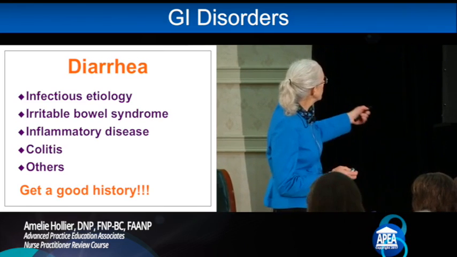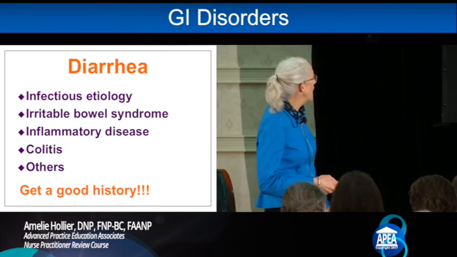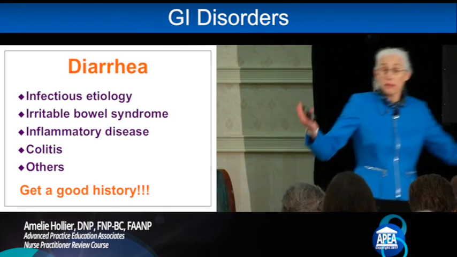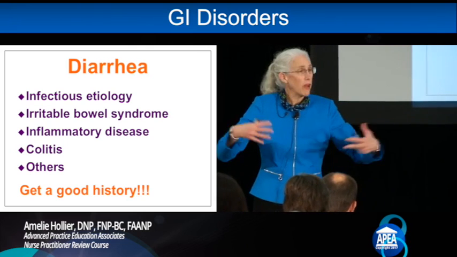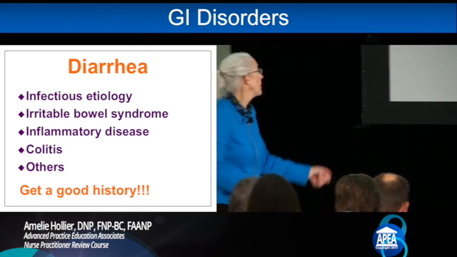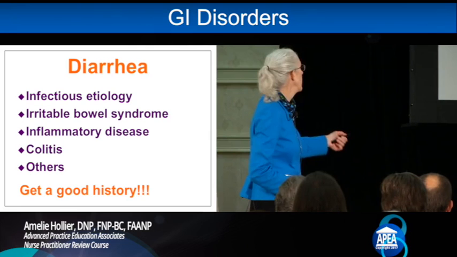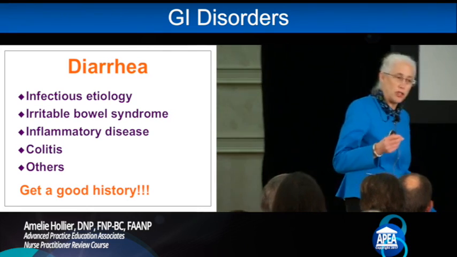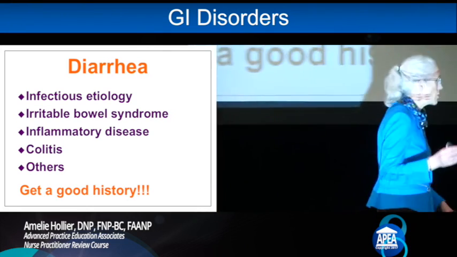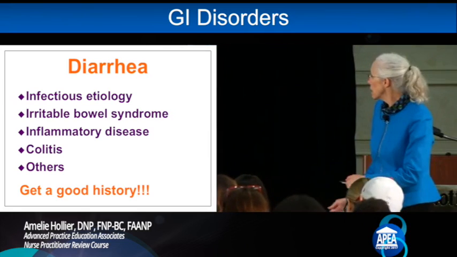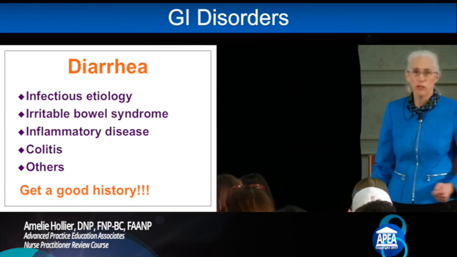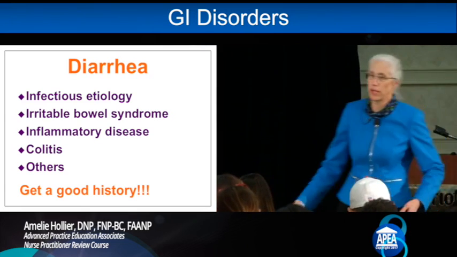history. We're going to talk a little bit about infectious etiology and IBS, which apparently 25% of people in this room have. 25% of healthcare providers have irritable bowel syndrome. We'll talk about you in a minute. Inflammatory bowel disease, you need to know what to look for because those patients all need referral to GI, and the sooner the better, right? So bottom line, get a good history when patients come in with a complaint of diarrhea.